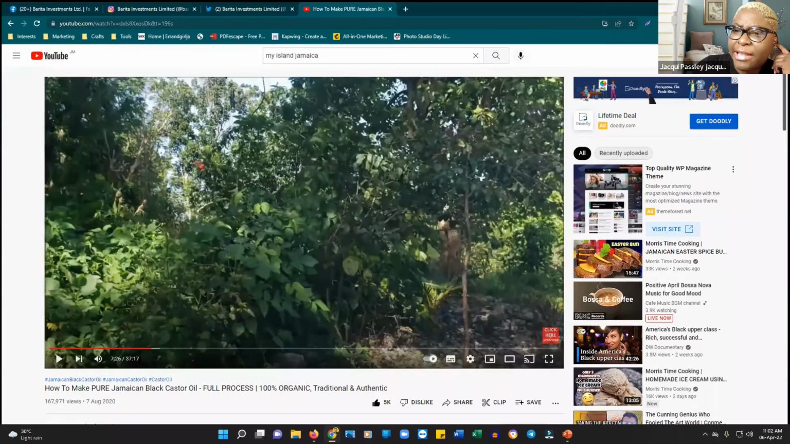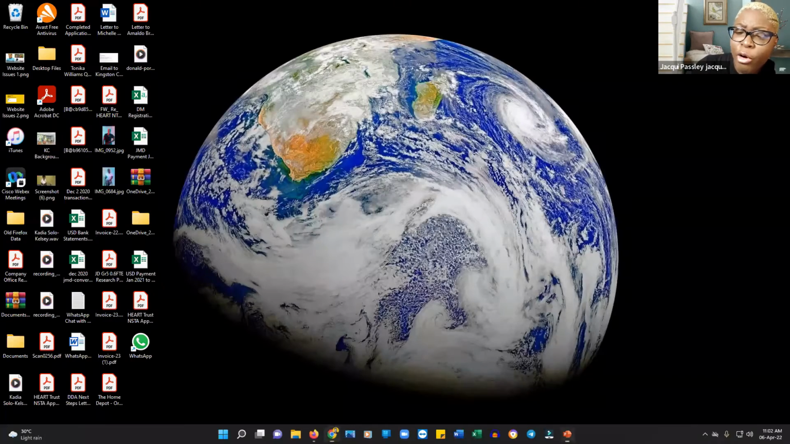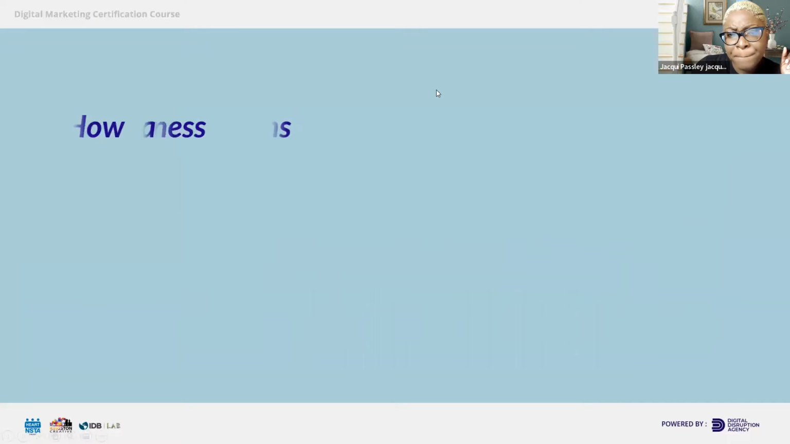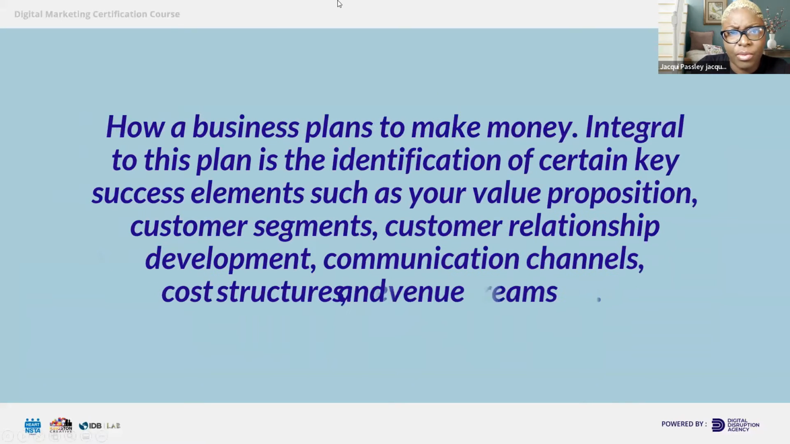What would you say the value proposition for the My Island Jamaica black castor oil is? What would you say the value proposition is?